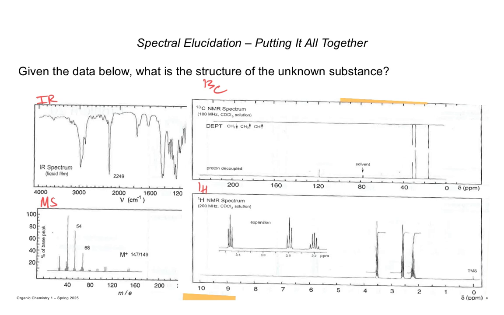So the IR is showing what? We have this signal here at 2249. What functional groups could that belong to? So an alkyne, or what other functional group? Nitrile. So IR.